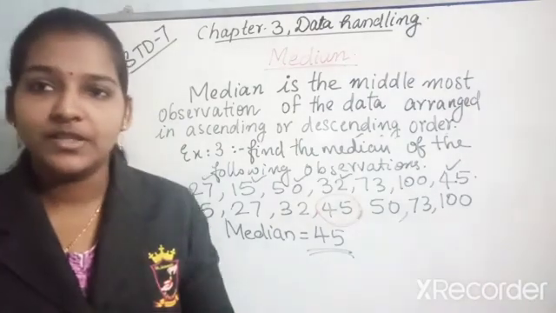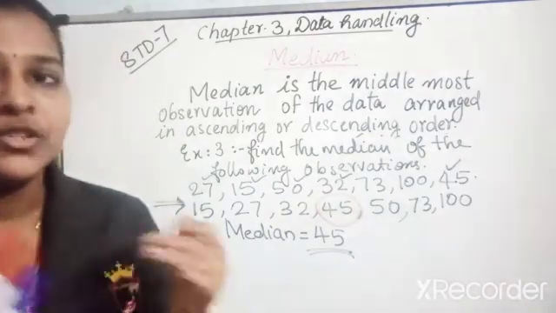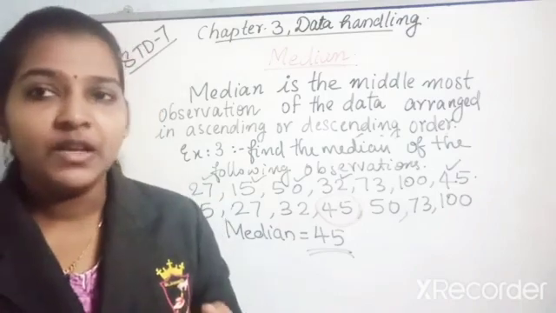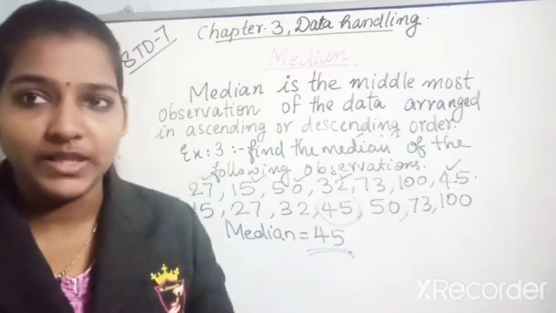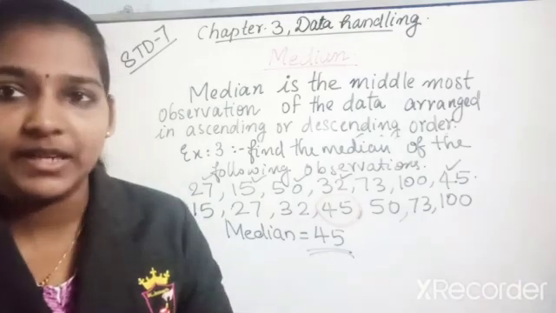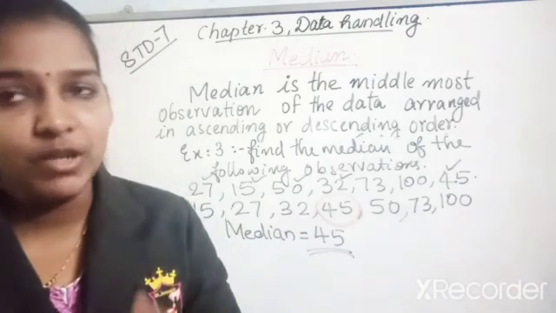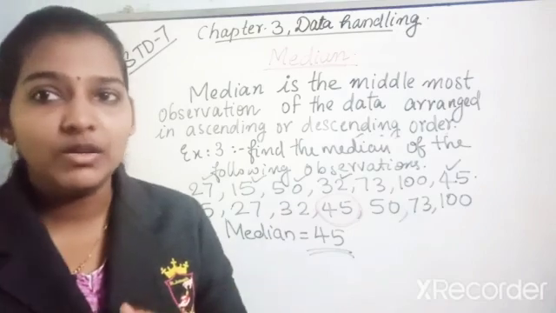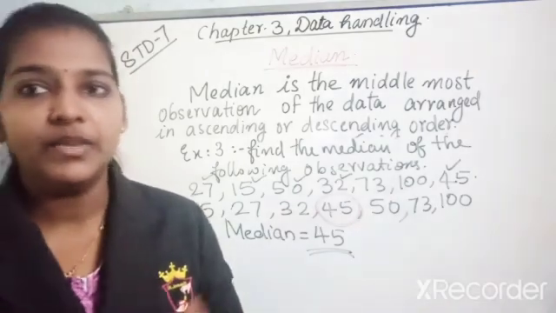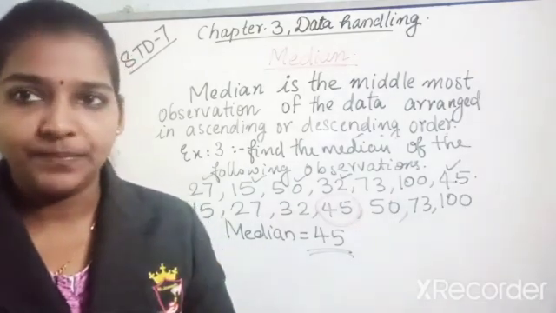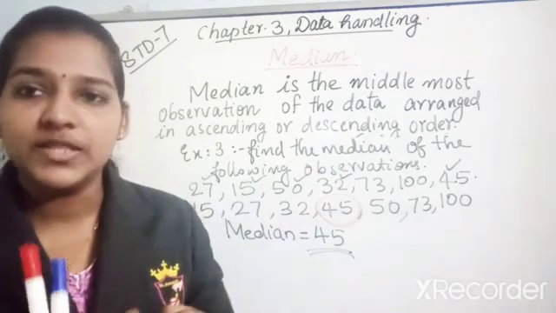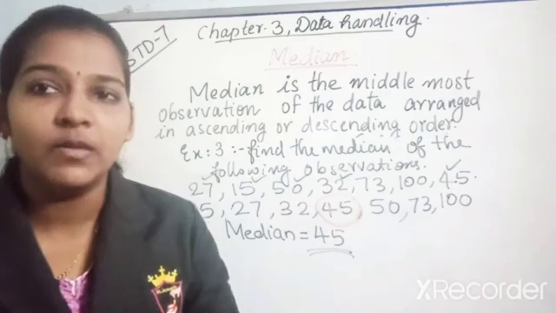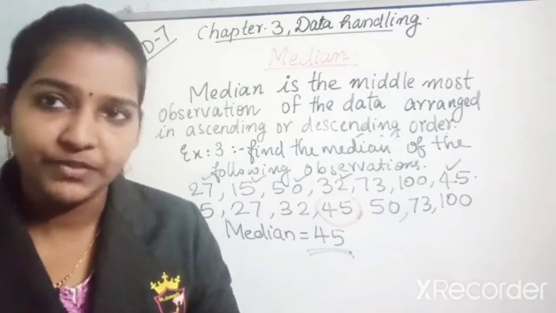Okay, so let's revise what we have learned today. Today we learned about mode and median, and we learned that mode is the most repeating observation, or the observation which occurs more frequently. That is the mode. Okay, and then what is median? Median is the middle value or middle observation of the given observations.